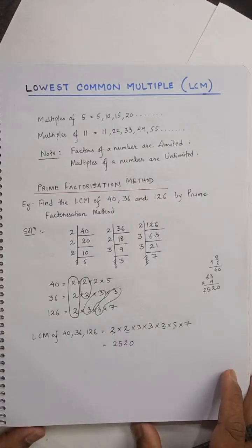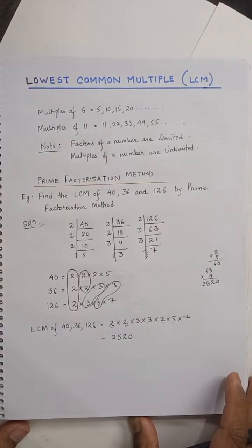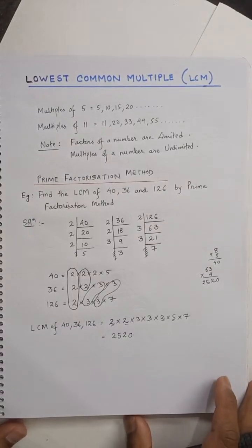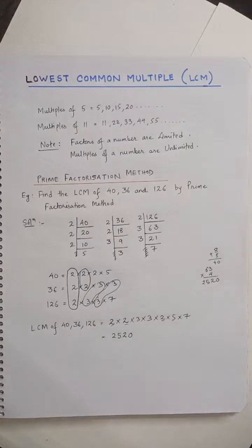So this is how we do LCM. We find out LCM for 3 or more numbers using prime factorization method. Okay, so you can take a screenshot of this if you want.